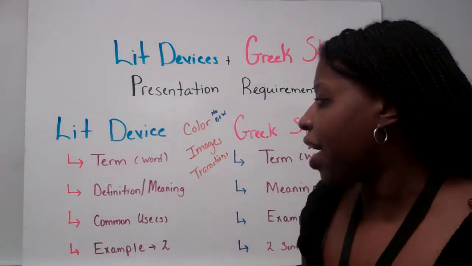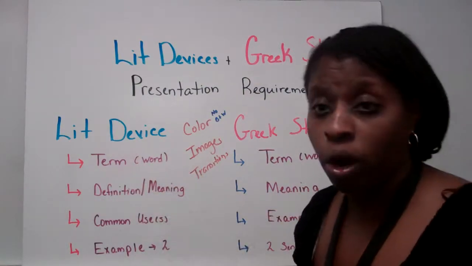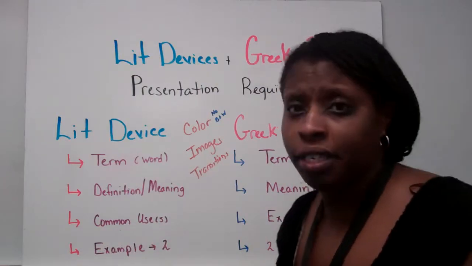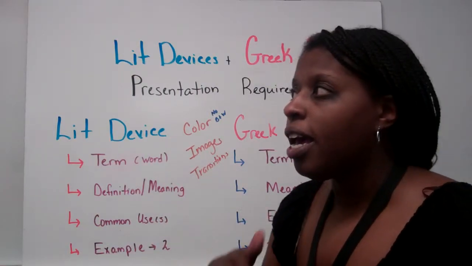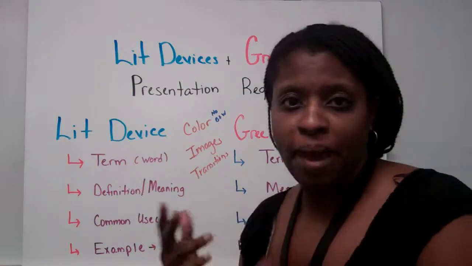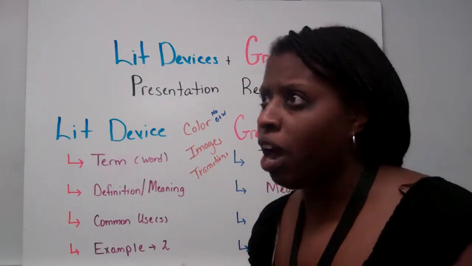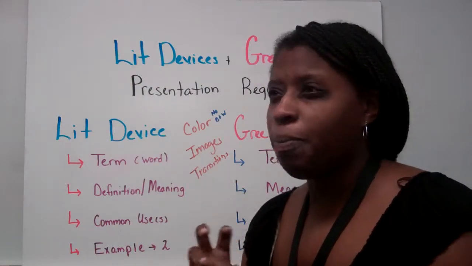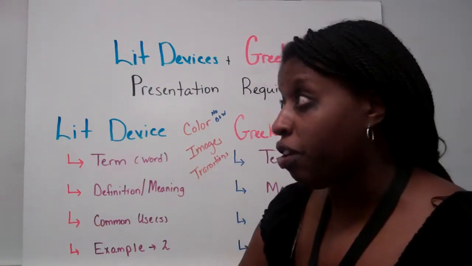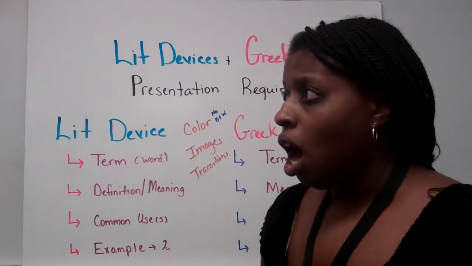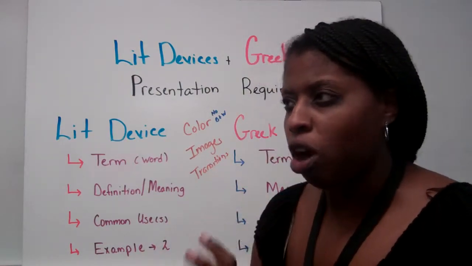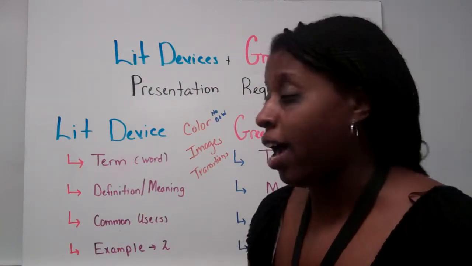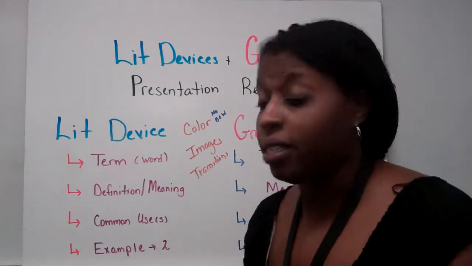So, for the lit device, you should always have the term or the word, the definition or meaning of it, and common uses. What I mean by common uses is tell the student where they may see it. Do they see it in short stories or novels? Do they see it in poems? There are some literary devices that are typically always in poems, some that are always in articles that you read, and some that are always in short stories. Tell them where they typically will find the literary device you have been assigned.